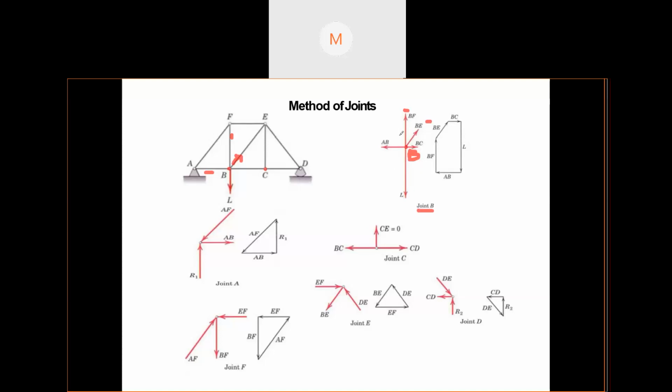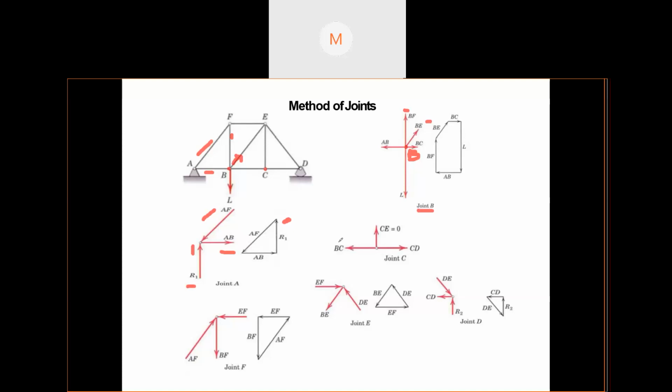Now similarly, once you analyze this, you can consider joint A. In joint A, you have to find out the reaction force R1, then AB and AF. So these two forces that are acting, you just need to find out. Eventually you will be using this kind of principle, and you will be able to solve it.